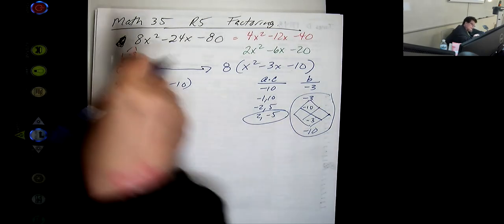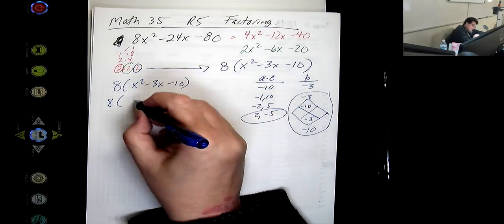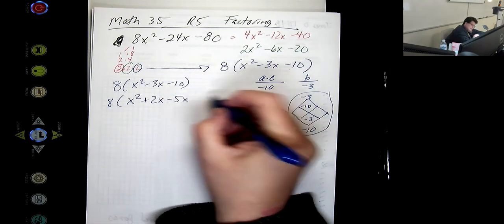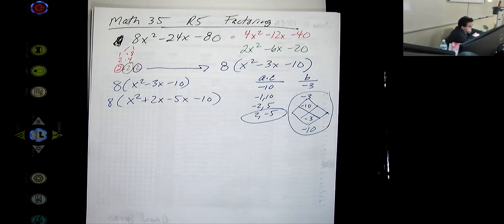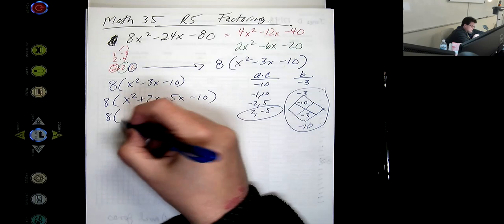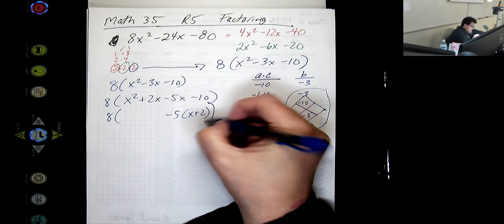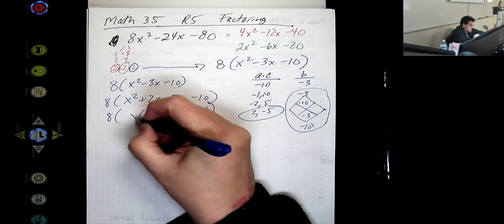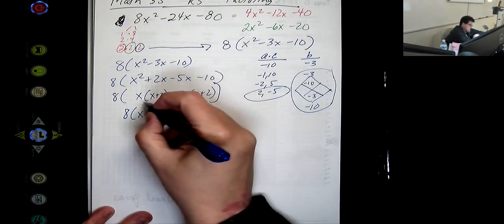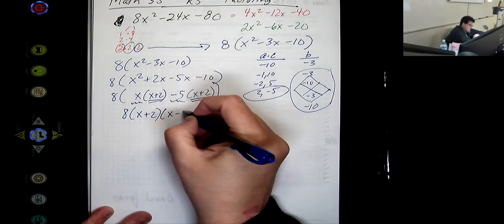So don't forget your 8. And we have x squared plus 2x minus 5x minus 10. We do our grouping. I've got -5 times x plus 2. And I got another x plus 2, and I got times x. So this ends up being x plus 2, and then x minus 5 with the 8 out front.